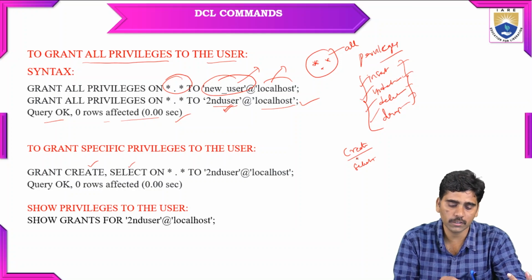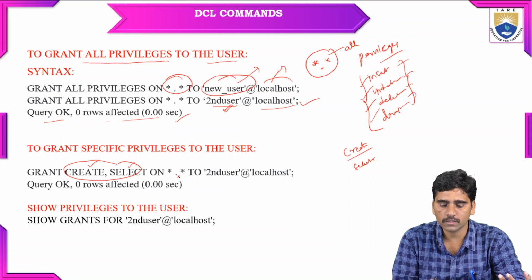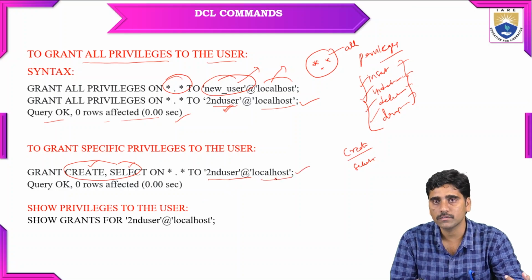So here that indicates what? GRANT CREATE, SELECT. You need to specify the privilege types, what type of privileges you are applying, ON *.*, and then the username. What is the username? Second user at the rate localhost.